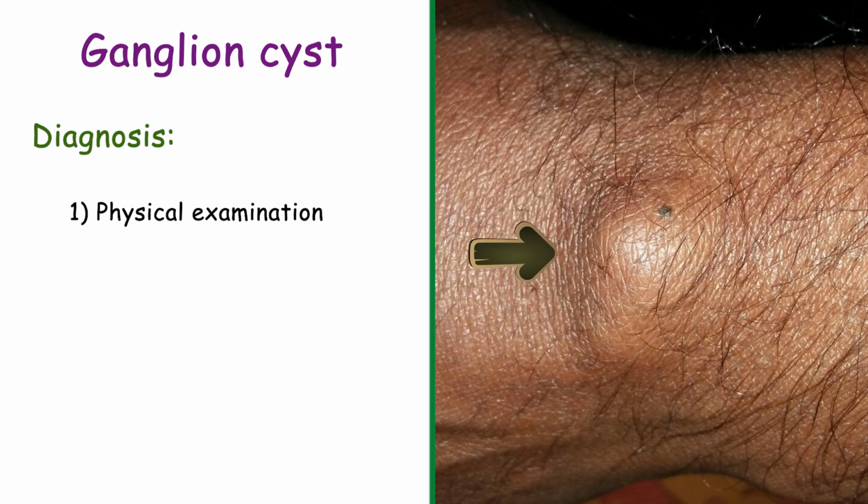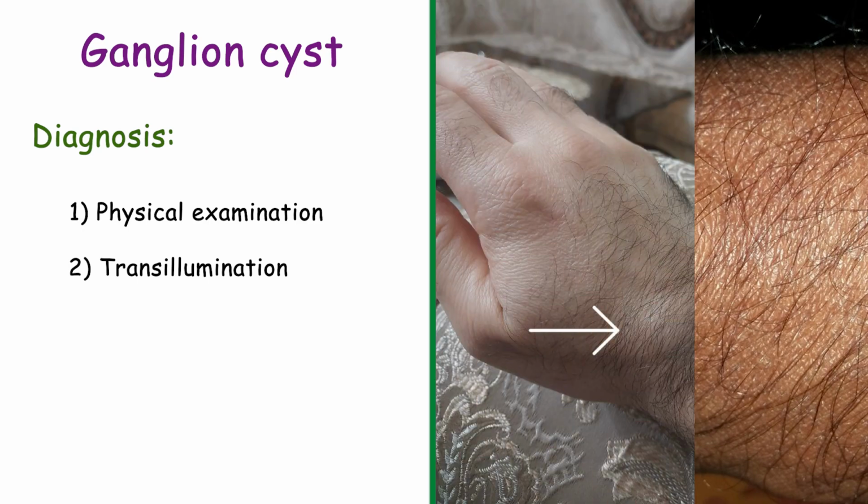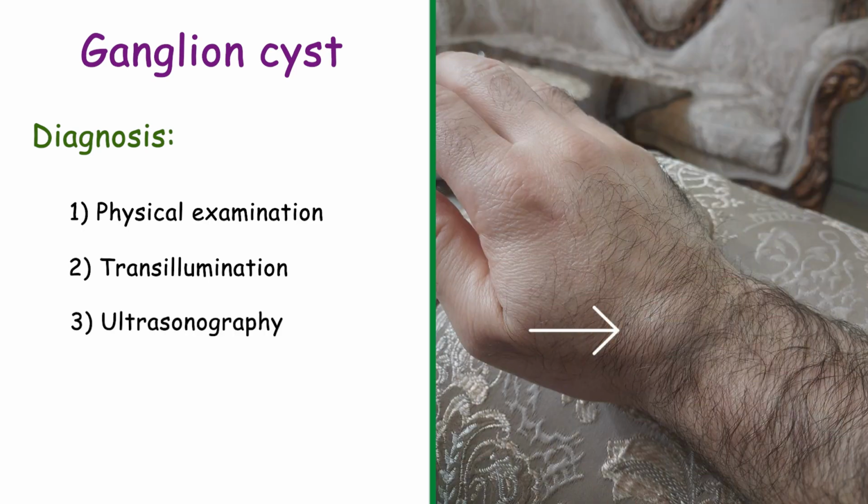The initial step in diagnosing a ganglion cyst is to perform a physical examination, assessing the size, location, and shape of the cyst. Transillumination, which is a technique that involves shining a light through the cyst, can be used to differentiate ganglia from solid tumors easily. In some cases, ultrasonography and MRI may be recommended to rule out other conditions and obtain a better view of the cyst.